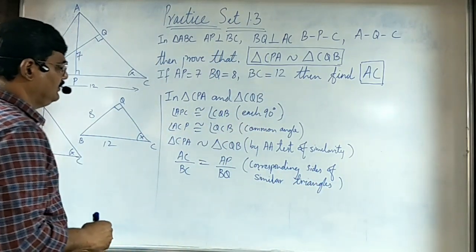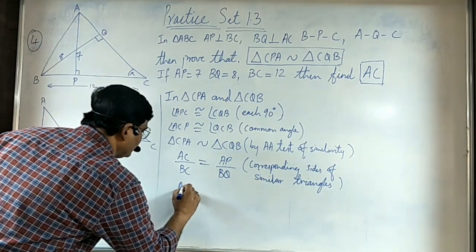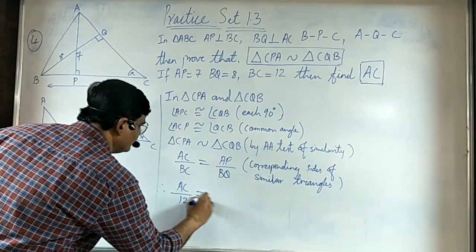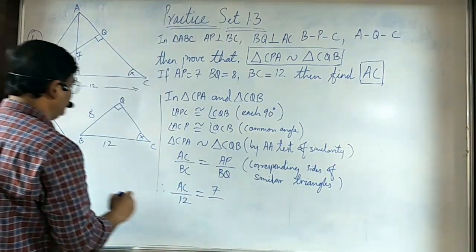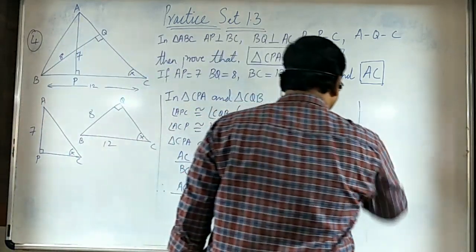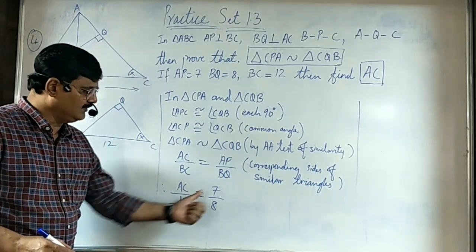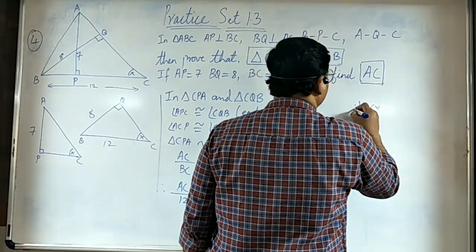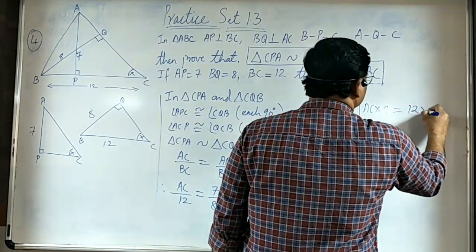Now I'll substitute the values. The value of AC they told us to find out, so I'll write AC. The value of BC they have given is 12. Therefore you get AP as 7, and BQ as 8. Now what to do? Cross multiply. AC will go and multiply with 8, and 12 will go and multiply with 7. So AC into 8 is equal to 12 into 7.